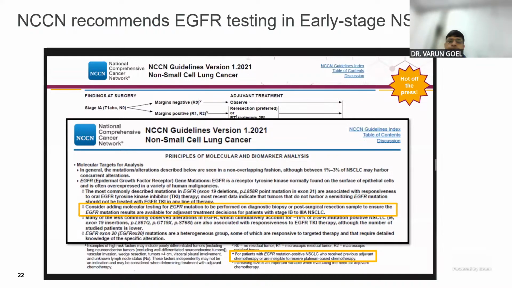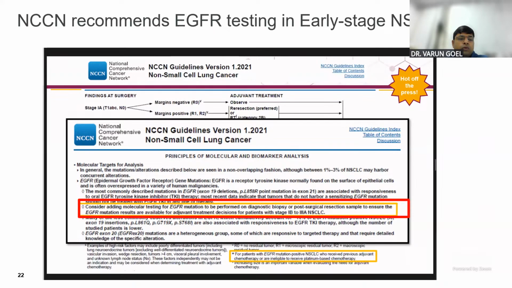Nowadays, even in the adjuvant setting, there is a clear-cut guideline that we should check for EGFR testing. We should consider adding molecular testing for EGFR to be performed on the diagnostic biopsy or a post-surgical specimen to ensure whether the EGFR mutation is there or not, to confirm our adjuvant treatment decision. Because in stage 1B to 3A, in the adjuvant setting, if the EGFR mutation is there, osimertinib has been approved for at least 1 year.